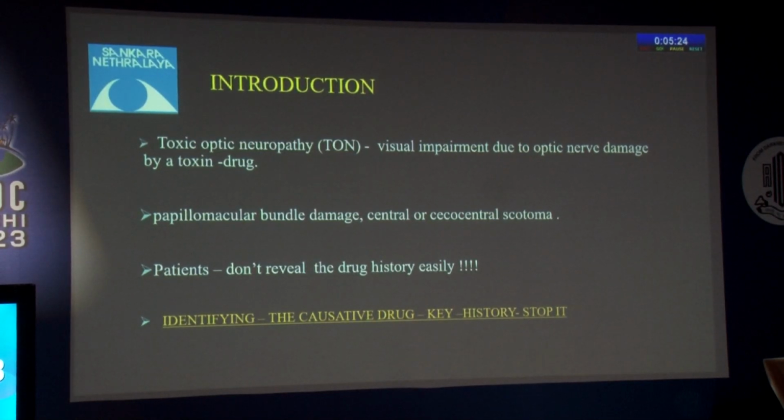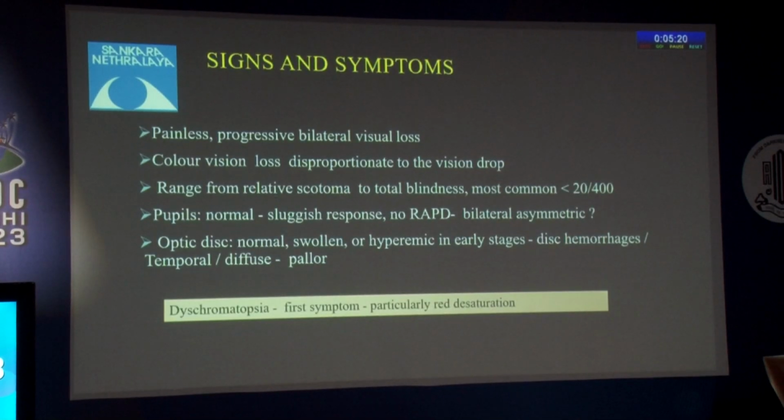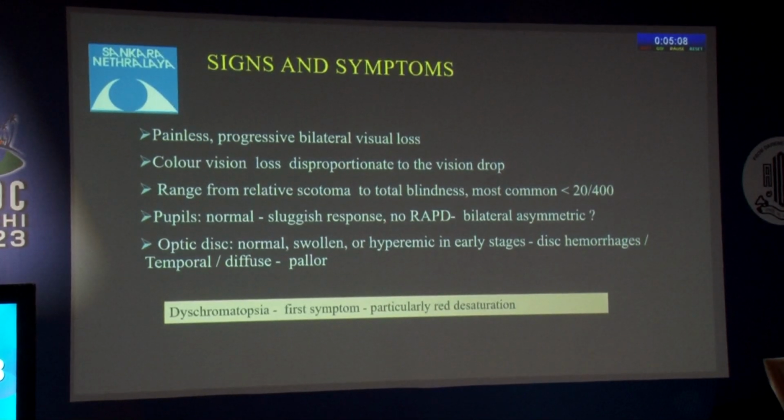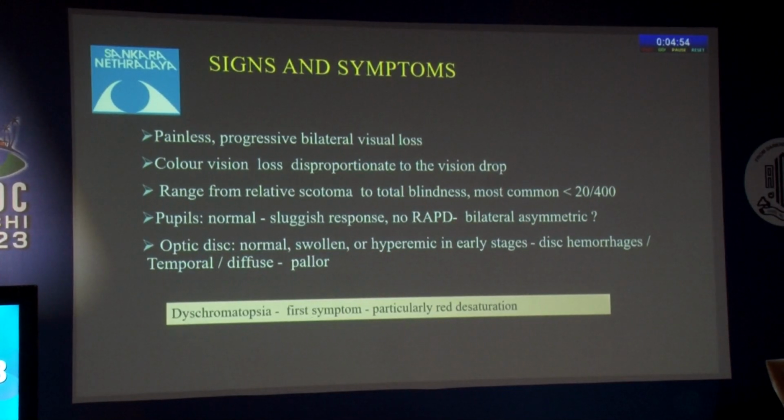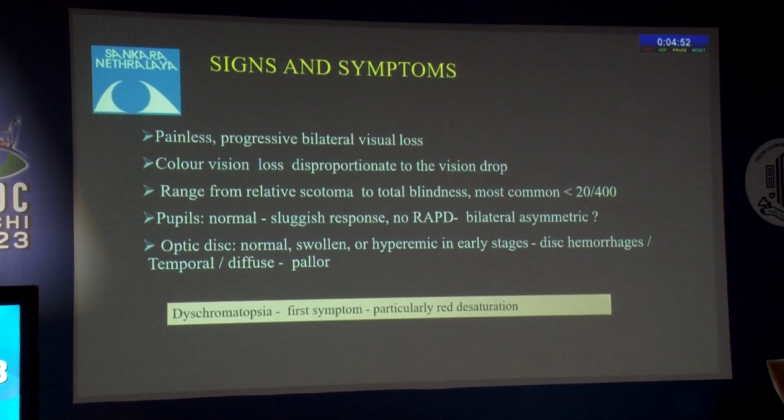So identifying the causative drug is key for toxic optic neuropathy because it presents as painless, progressive bilateral visual loss. So you have to be careful when a patient presents like that, and color vision loss is usually disproportionate to the vision loss, and it can range from a relative scotoma to total blindness. Most commonly they present with vision less than 20/400, and bilateral presentation causes bilateral sluggishly reacting pupils. RAPD is very rarely seen, though in an asymmetric presentation, you may end up seeing it.